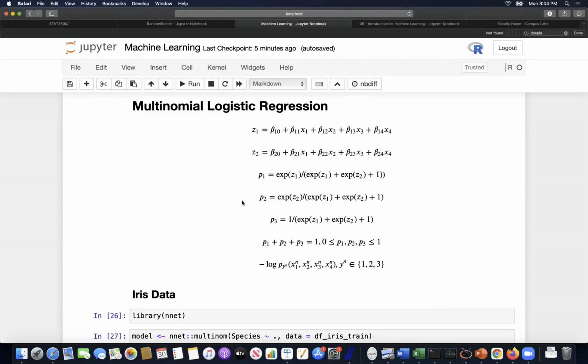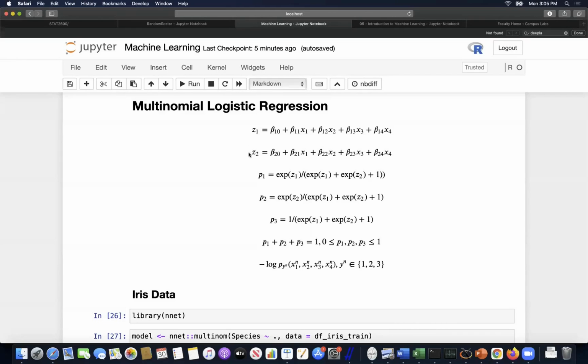We learned about k-nearest neighbor for classification, and then we moved into multinomial logistic regression. What happens in a multinomial logistic regression is that it's very similar to regression. So you have 10 parameters. You have your features x1, x2, x3, x4. These are your variables. This is where your input data is going to go in.